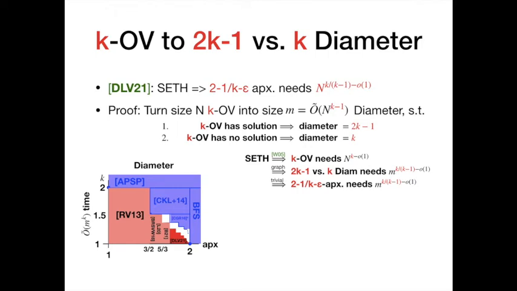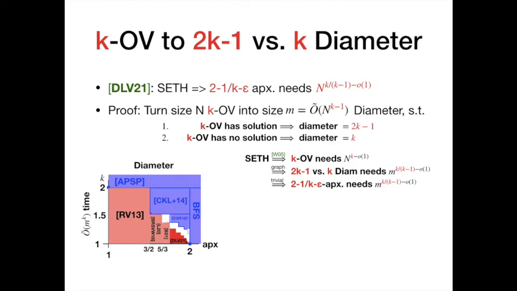So the strategy is we turn a size n KOV instance into a size roughly n to the k minus 1 diameter instance, such that if the OV instance has a solution, the diameter is 2k minus 1, and if there's no solution, the diameter is k. So if you plug this into machinery, SETH implies KOV needs n to the k time, and by our construction, that means that distinguishing between diameter 2k minus 1 and k needs m to the k over k minus 1 time, because m is n to the k minus 1, and that implies that a better than 2 minus 1 over k approximation needs m to the k over k minus 1 time.